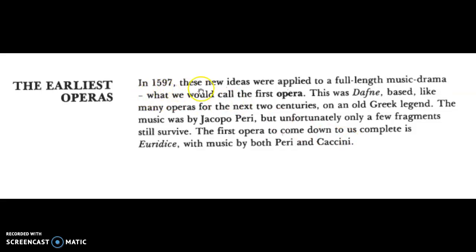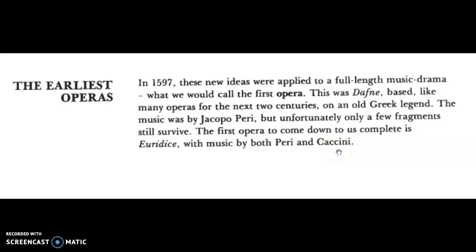In 1597, the new ideas were applied to a full-length music drama, what we would call the first opera. This was Daphne, based, like many operas for the next 2 centuries, on an old Greek legend. So they made use of mythology. The composer was Jacopo Peri, but unfortunately we only have a few fragments of his work today. The first opera to come down to us complete is Eurydice, with music by 2 composers. They both used this Greek legend for an opera. The one was also Jacopo Peri and the other one was Caccini.